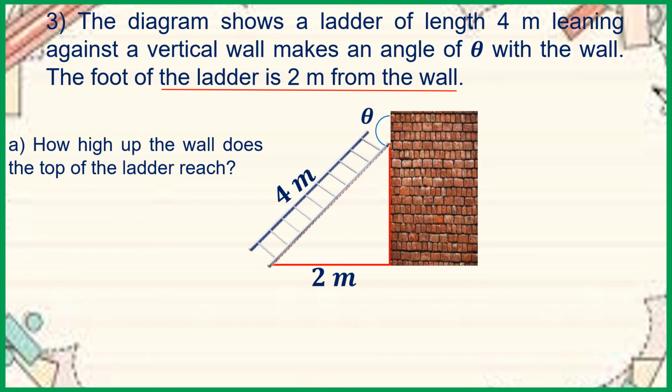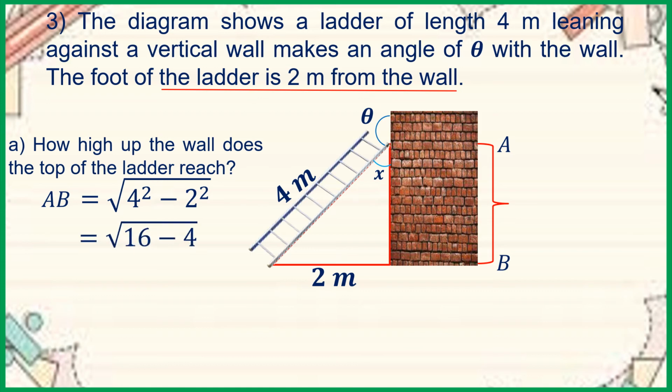So let us answer the question, how high up the wall does the top of the ladder reach? So let us name it AB. So to get AB, we are going to use the Pythagorean theorem. So AB is equal to square root of 4 squared minus 2 squared. What is 4 squared and what is 2 squared? Correct. It is 16 minus 4. So we have square root of 16 minus 4. Simplifying further, we get square root of 12. And it is equal to 2 square root of 3, or AB is simply equal to 3.46 meters, correct to 2 decimal places.